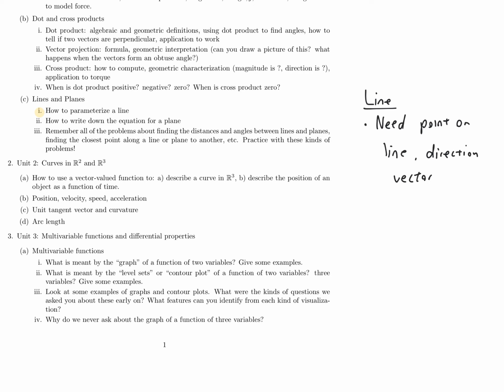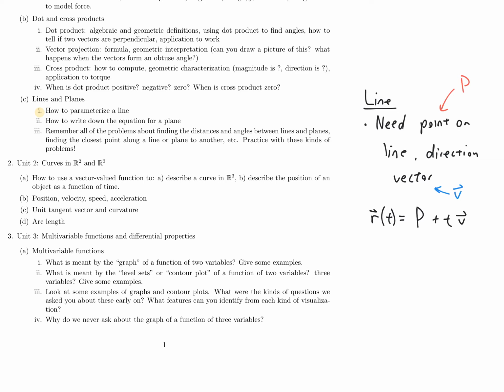So if you know a point on the line, and let's just call that point P, and you know a direction vector V, then we can write down the parameterization for the line as r of t is equal to, well, you take your starting point and then you add any scalar multiple of the direction vector to it, and you'll get another point on the line.